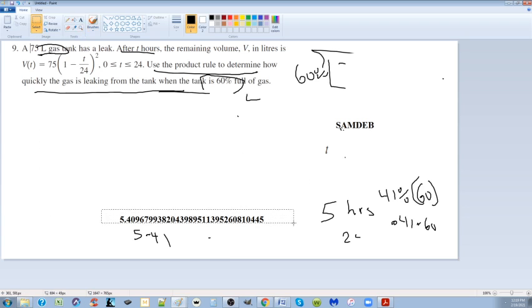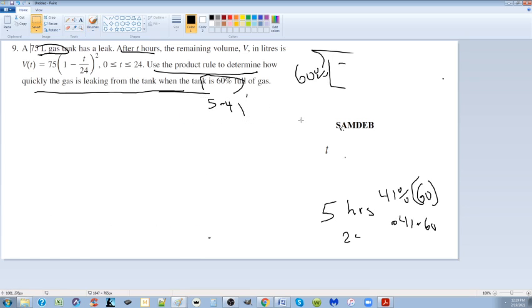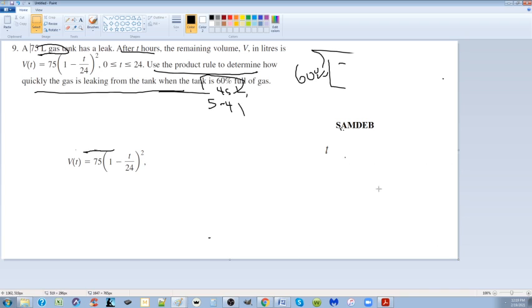So the important thing was finding the time that matches 45 liters, or 60% full. Now we can take this equation and we can use the product rule. Well, fortunately, all we have to do is the chain rule. We do 2 times that, 150, and we lower that exponent by 1. Great. But then we have to take the derivative. We have to multiply it by the derivative of the contents.